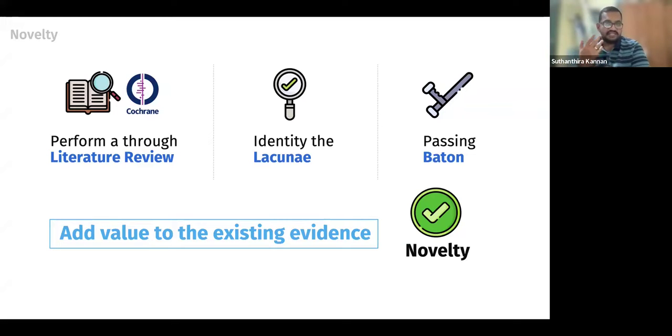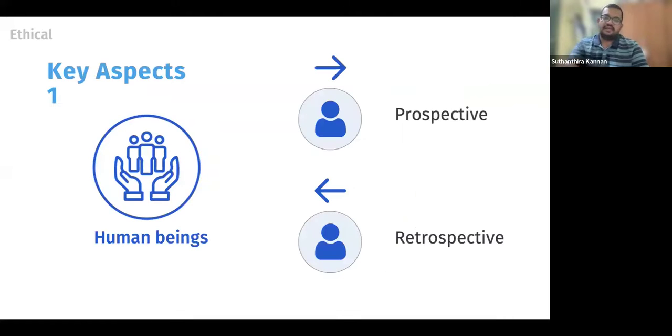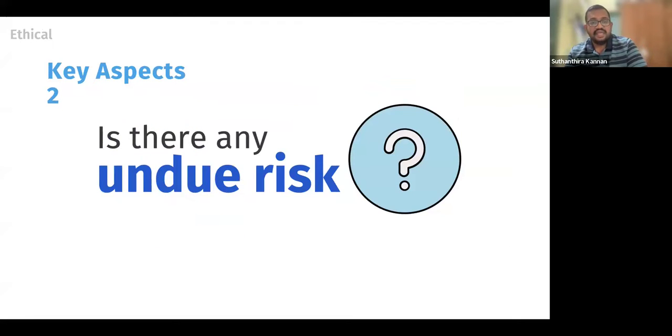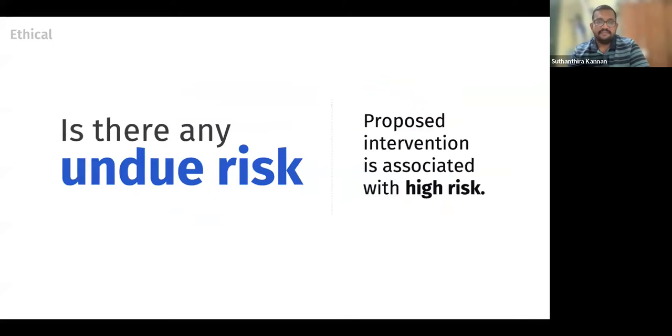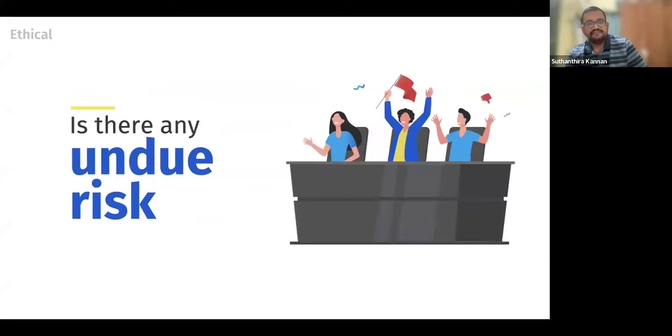And we are going to add what the field-level problem is in procuring the drugs for Anemia Mukt Bharat. Okay. Ethical: I see whether the study you are doing is ethical or not. Whether it is a prospective or retrospective study, whether it involves human beings or not, and what the institutional ethics committee approval is. Is there any undue risk in doing this study? That also should be evaluated. Suppose a proposed intervention is associated with high risk, that should not be done. So you have to see the risk versus benefit ratio.